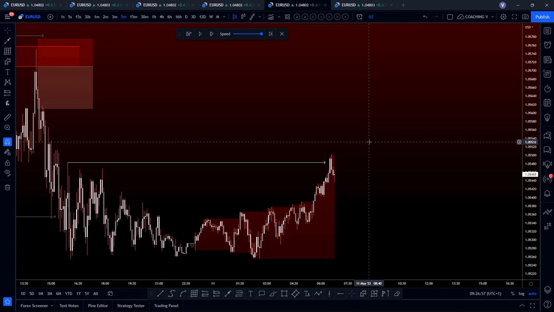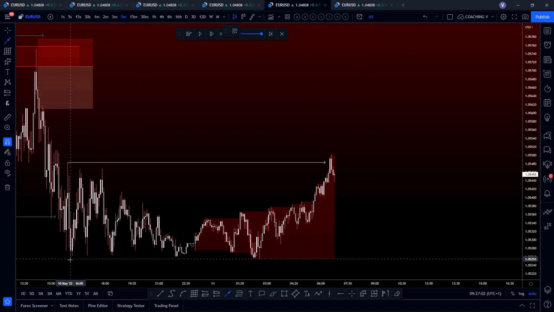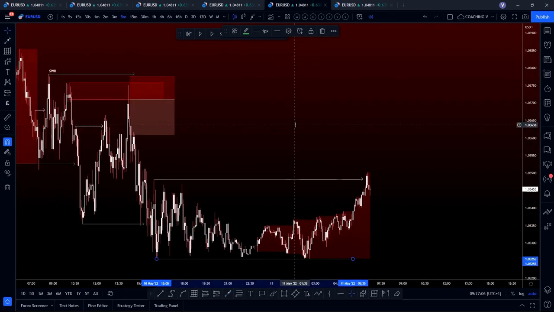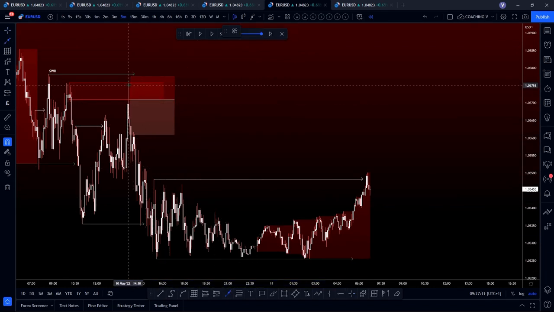So we've now had a break of structure to the upside. Now that actually confirms this, the lowermost point, as the swing low. So we're going to highlight that in green, and we can follow price back. We can see that this was the swing high.